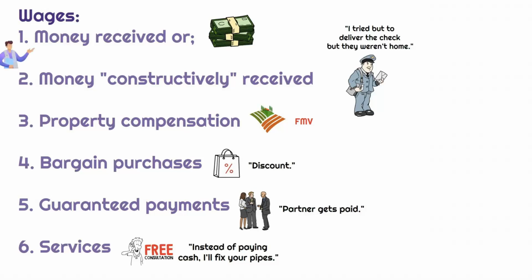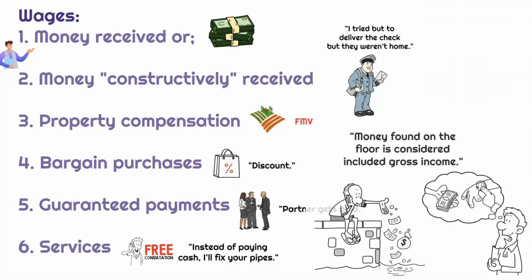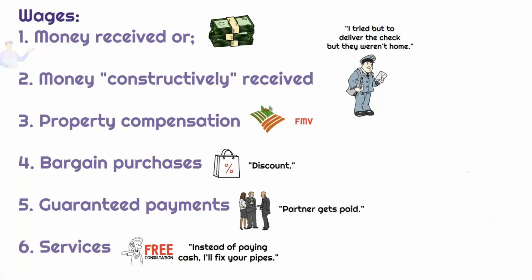Starting this off with money received. All money received for income that has been earned is considered salaries or wages. If you're working and you receive that paycheck every 2 weeks, that's obviously considered your wages. But keep in mind, if you find money lying on the floor, the IRS is still going to consider that taxable gross income.